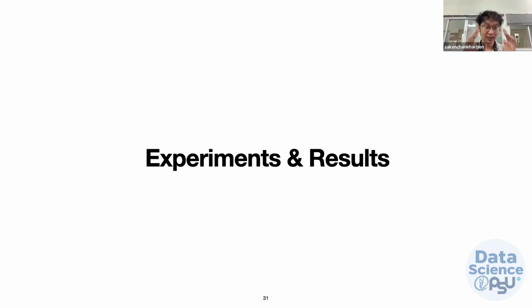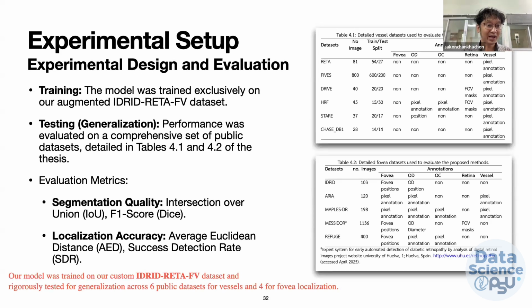Now, let's move on to the experiments and results. Our model was trained exclusively on our augmented IDRiD Fourier dataset. We then test its generalization performance on a comprehensive set of public datasets, as detailed in Table 4.1 and 4.2 of the thesis. We evaluate segmentation quality using IOU and F1 score, and localization accuracy using average Euclidean distance, AED, and success detection rate, or SDR.